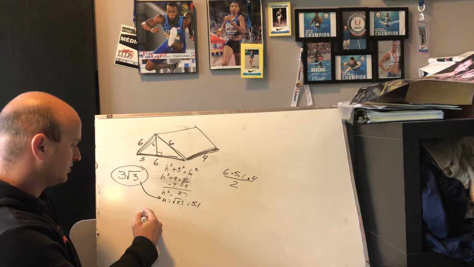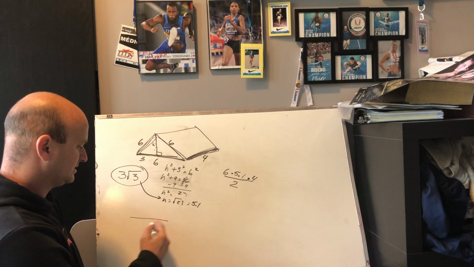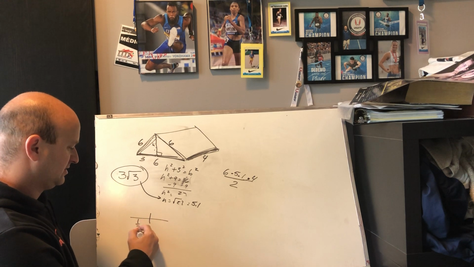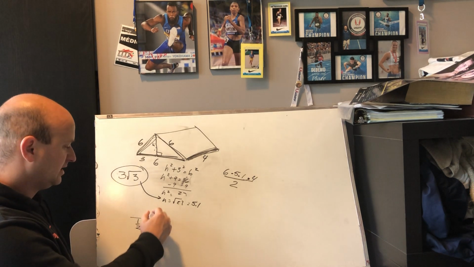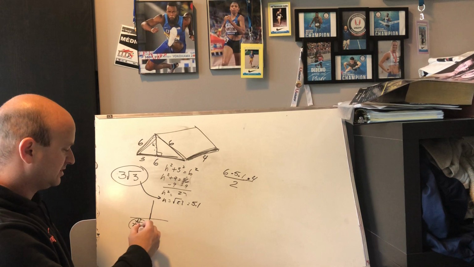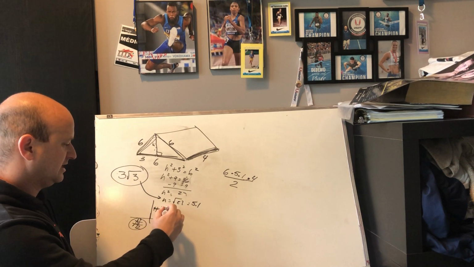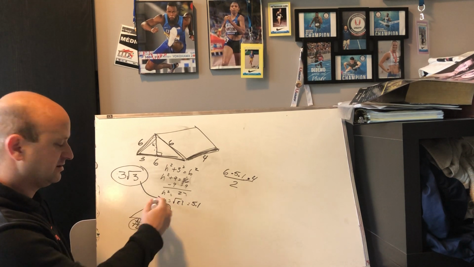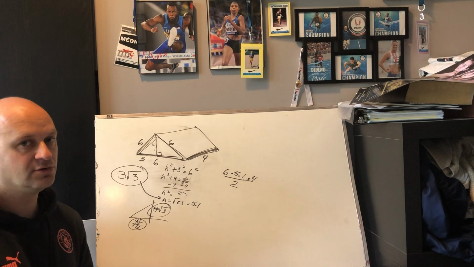If you use the shortcut, you take the base and you cut it in half. Whatever it is, you cut it in half. And then that number, whatever that number is, you multiply it by the square root of 3 to get the height of the triangle. So hopefully this helps.